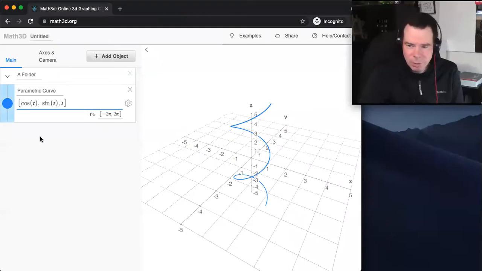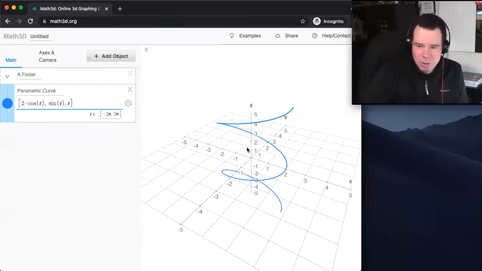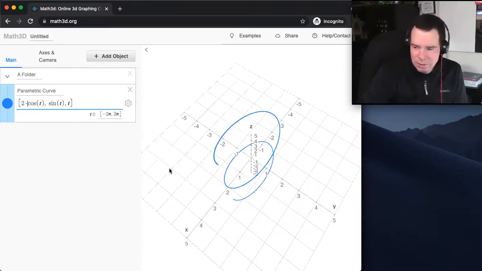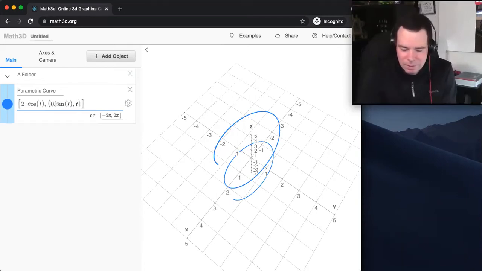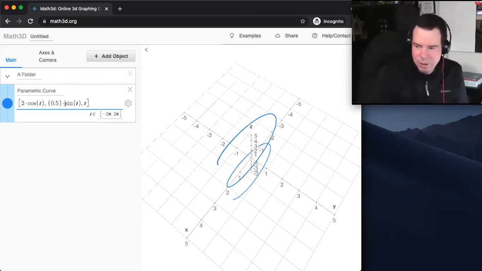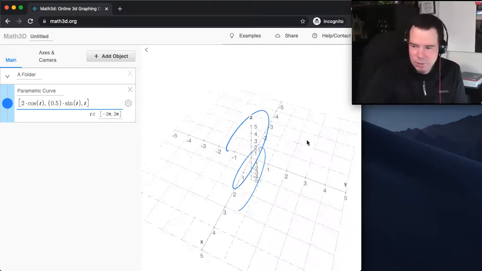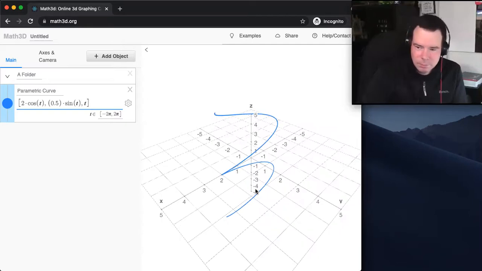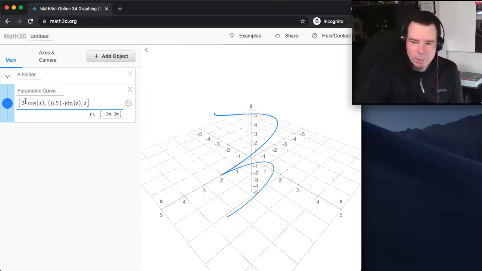If you wanted to make it a little bit wider, maybe I'll make it 2 times cos of t, so the x coordinate is 2 times cosine of t for any given t. You can see it sort of stretched it along the x axis. If I want to shrink along the y, maybe multiply by 1/2, then I can kind of get this spiraling shape where we can just control the individual components, the x component, the y component, and the z component. So that's a parameterized curve, and that's how we can very quickly sketch them. We can just plot the three functions into these components.